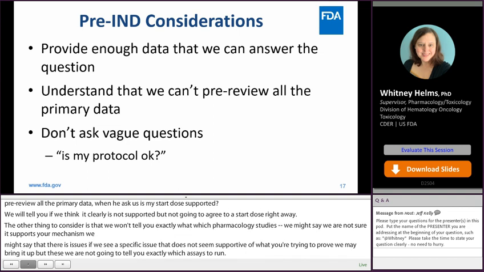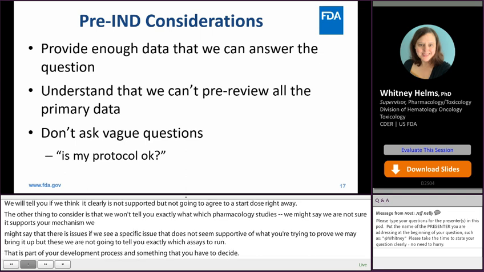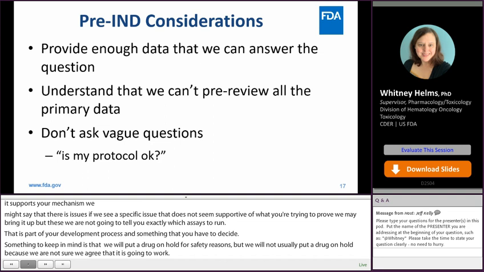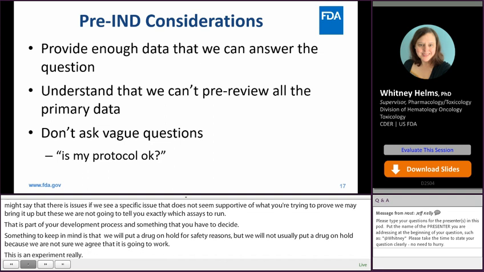And something to keep in mind is that we will put a drug on hold for safety reasons, but we will not usually put a drug on hold because we're not sure that we agree that it's going to work. I mean, this is an experiment, really. So we could be wrong, so we're not going to put you on hold for that, but we will point out some of the big issues if we see them.